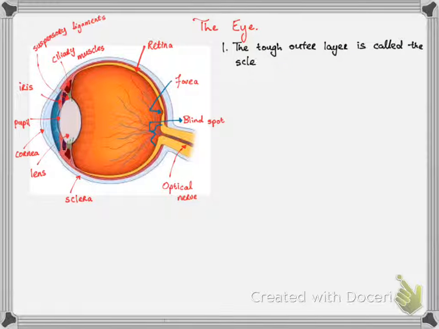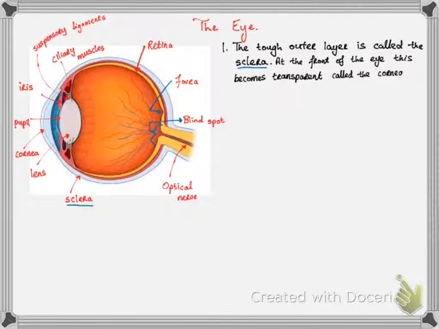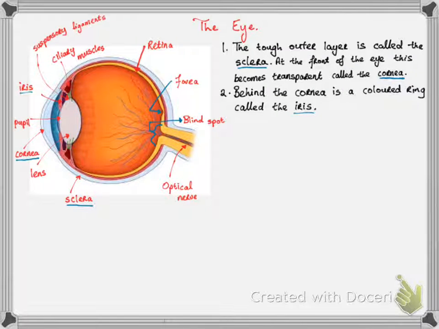So, the first part that we need to talk about is the tough outer layer, which is called the sclera. So this is at the front of the eye. This becomes transparent, called the cornea. So usually that white colour is the sclera, and the transparent or the see-through bit in the front of the eye is the cornea. Behind the cornea is a coloured ring called the iris. So this is actually your eye colour. So when you have blue, green, that is the iris, that is the colour there.